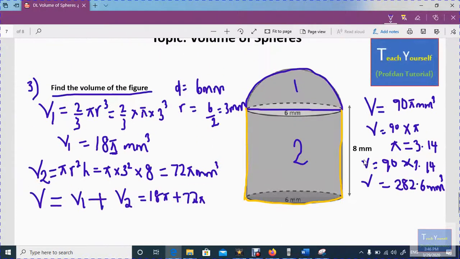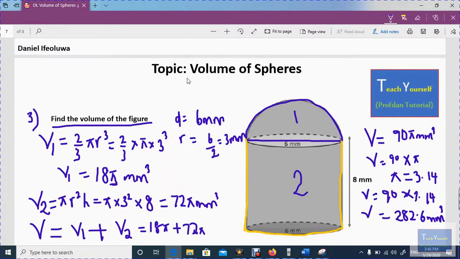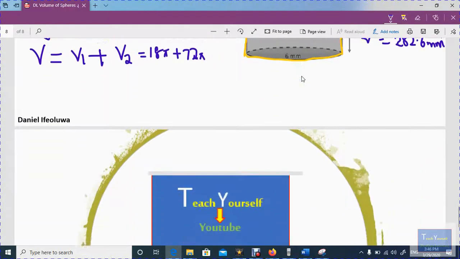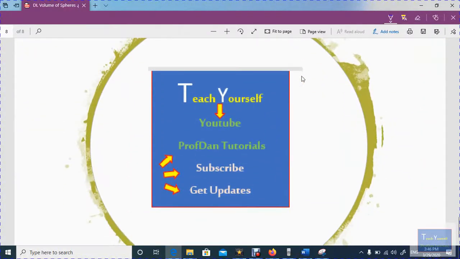And that is the end of today's tutorial on volume of spheres. My advice to you students is that get more examples, solve them, and this is how you know it well.